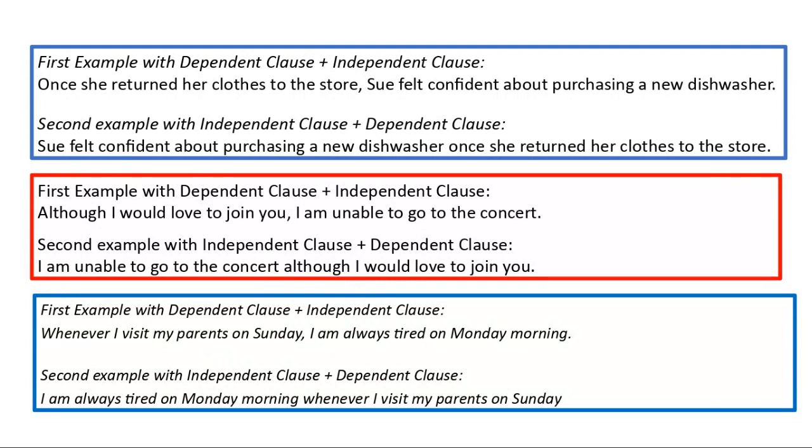Let's look at this last example. Whenever I visit my parents on Sunday, I am always tired on Monday morning. So that's the case where we had the dependent clause plus the independent clause.